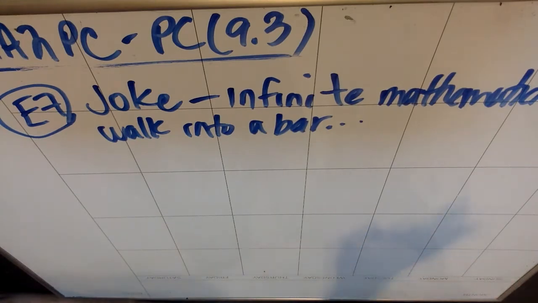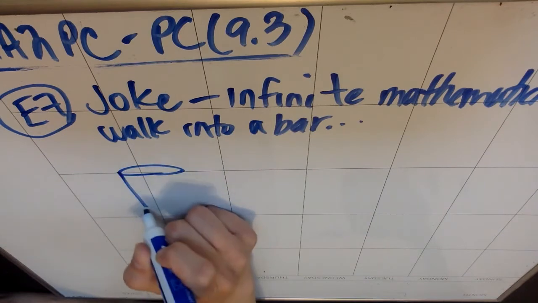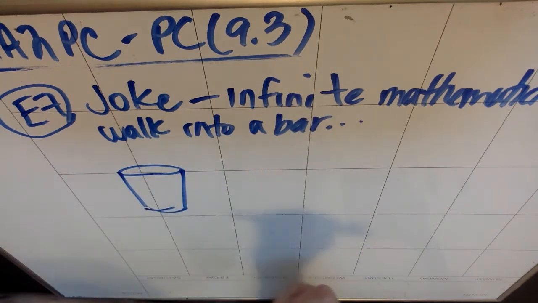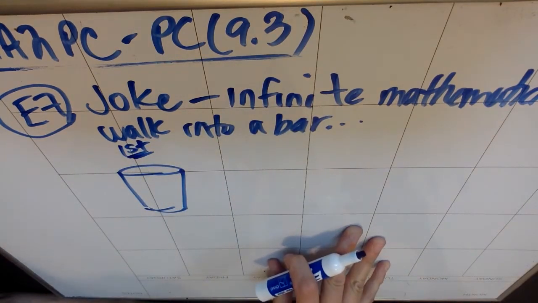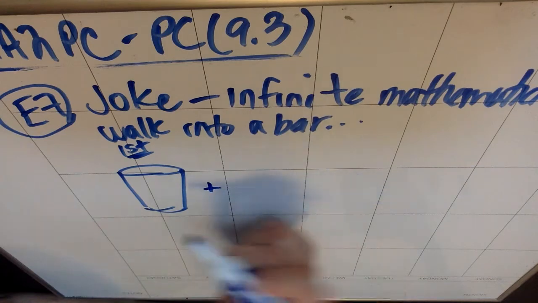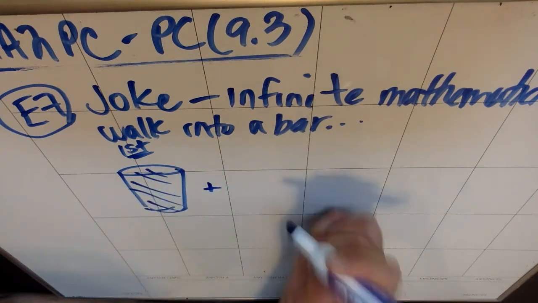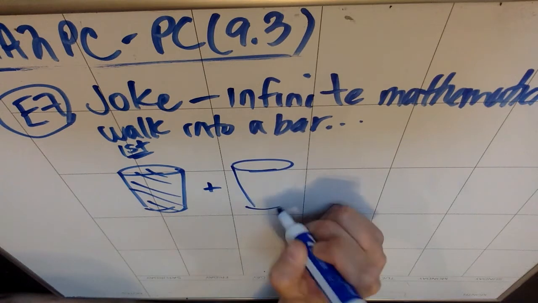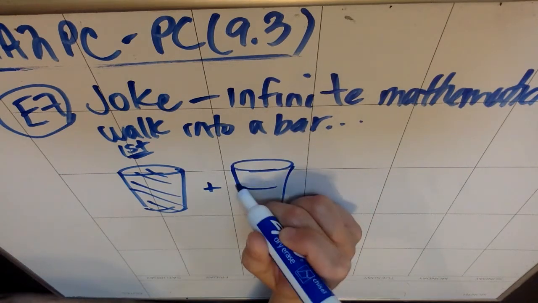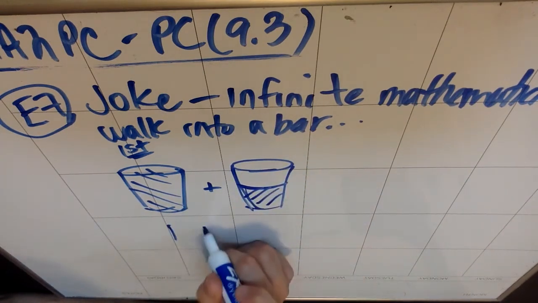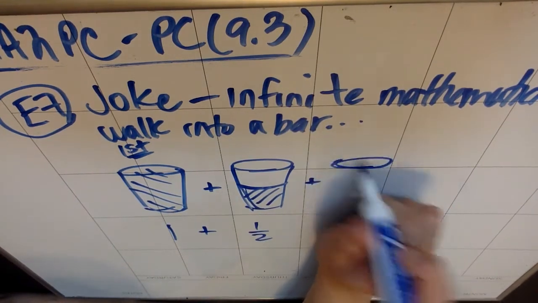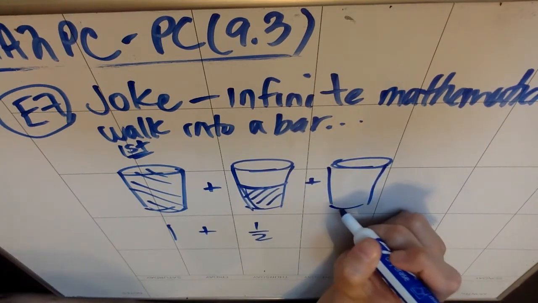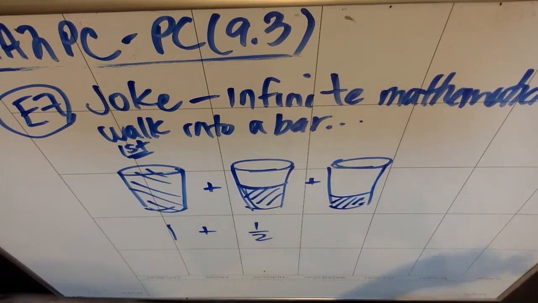Okay, so infinite mathematicians walk into a bar. The first mathematician says, hey, I'd like a full pint of water, right? And the bartender says, cool, gotcha. The second mathematician says, I'm not as thirsty. She says, I'll take half a glass of water, okay? And then the third mathematician, well, he says, I'm really not all that thirsty at all. I'll take a fourth of a glass of water, right?